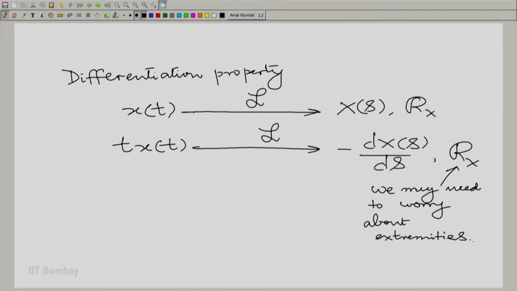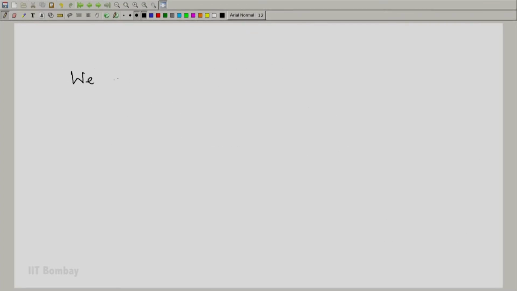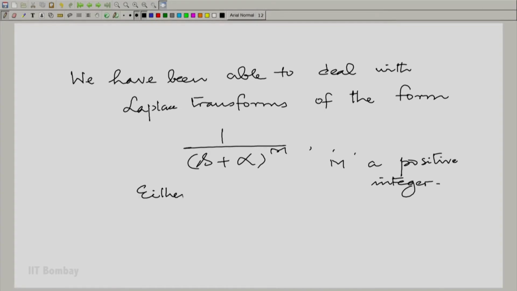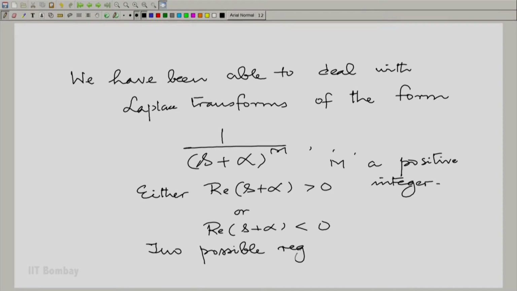But what is important is to note that on the basis of this property, we were able to deal with Laplace transforms of the following nature. M being a positive integer, we are talking about Laplace transforms of the form 1 by (s plus alpha) to the power of m, with either real part of s plus alpha greater than 0 or real part of s plus alpha less than 0. We have two possible regions of convergence here.